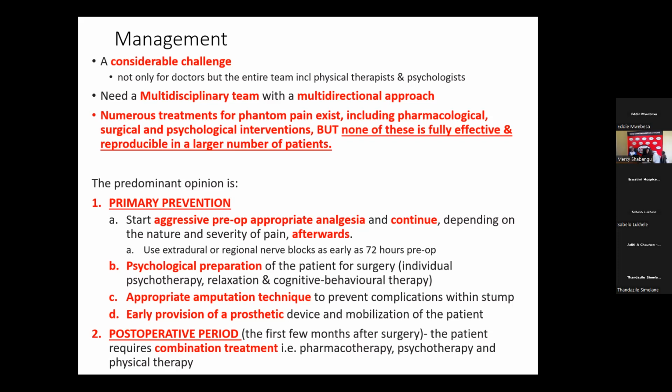Patients should be prepared psychologically, they should be counseled, and they should be allowed to express themselves and their concerns addressed. During amputation, it is best that the best possible amputation technique is used. If patients can withstand regional as opposed to general anesthesia, that would be the best. And amputation should be done as low as possible, rather than as proximal as possible.